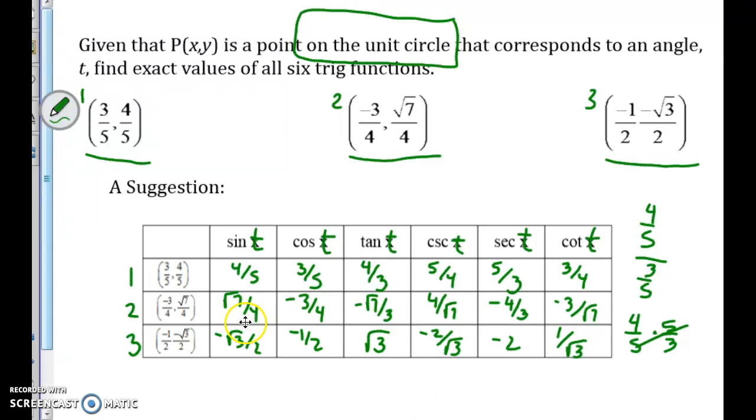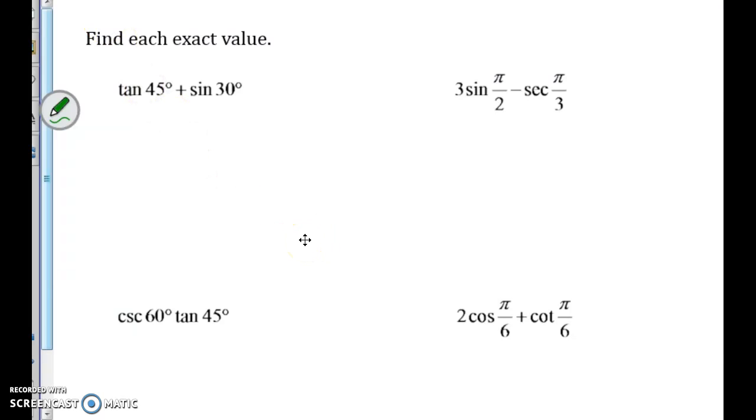Okay, we're back. I have filled in the 5 answers. Compare those to what you have. Hopefully you agree and got the same thing. Okay, on to the next page. Now, find each exact value. The tangent of 45 plus sine of 30.